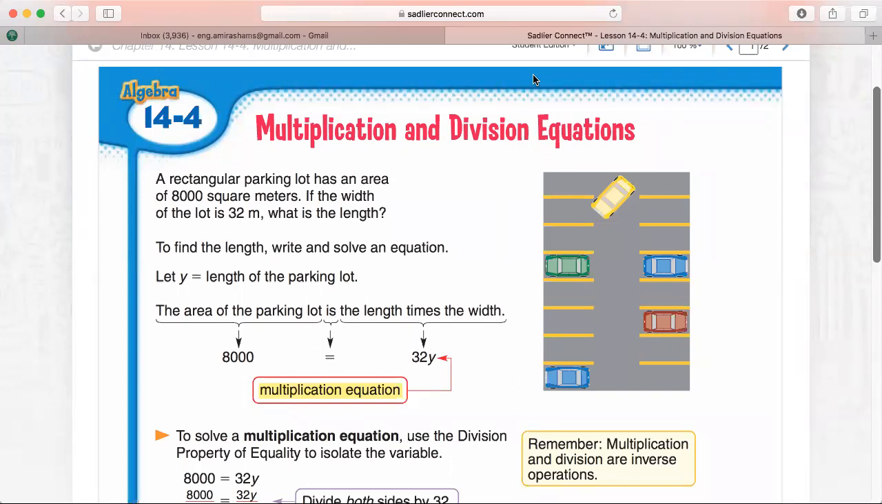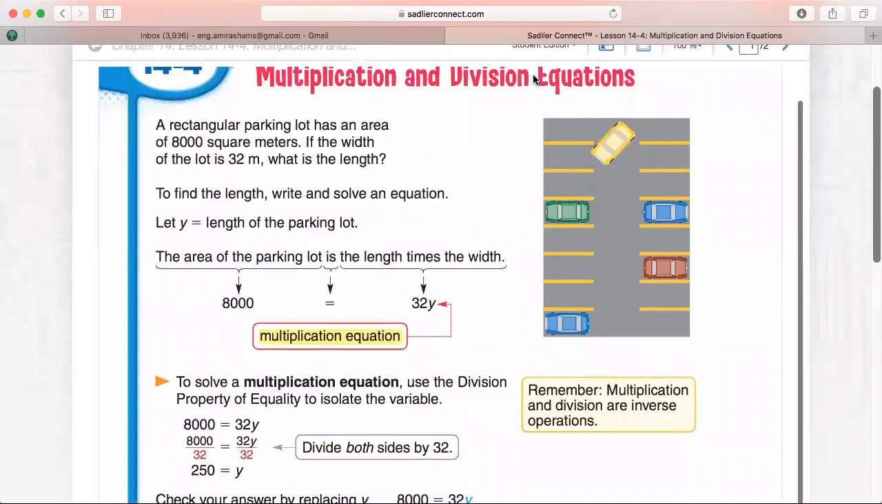Today is the multiplication and division equations, chapter 14, lesson 4. Yesterday, we learned how to solve addition and subtraction equations by using inverse of operations. Today, we are going to do the same, but in multiplication and division. As we know, the inverse of multiplication is division and the inverse of division is multiplication. Okay?